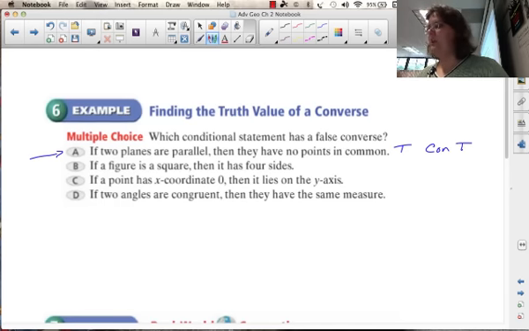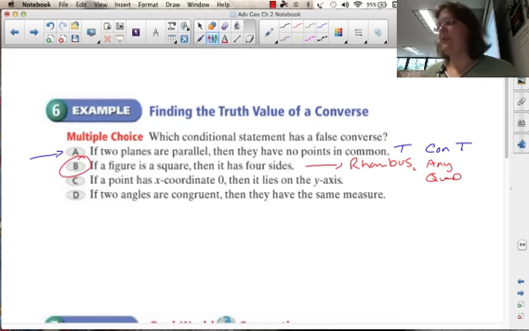If a figure is a square, then it has four sides. The converse would be, if it has four sides, then the figure is a square. So now if you think about that, just because it has four sides doesn't make it a square. We could just have a rhombus. We could also have any quadrilateral. So in this case, this one is false.